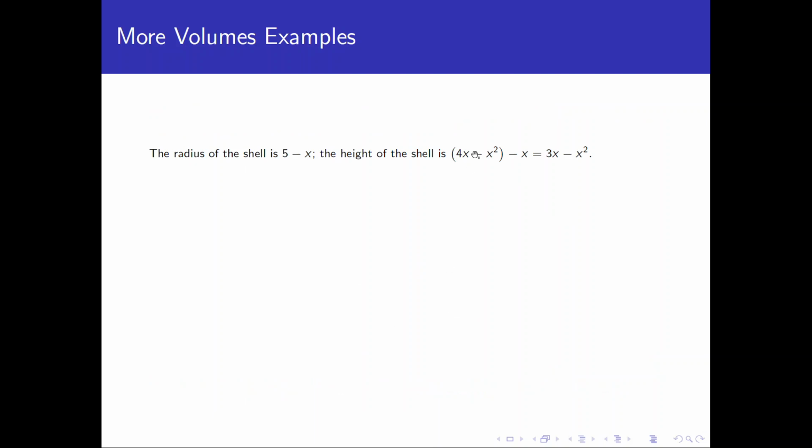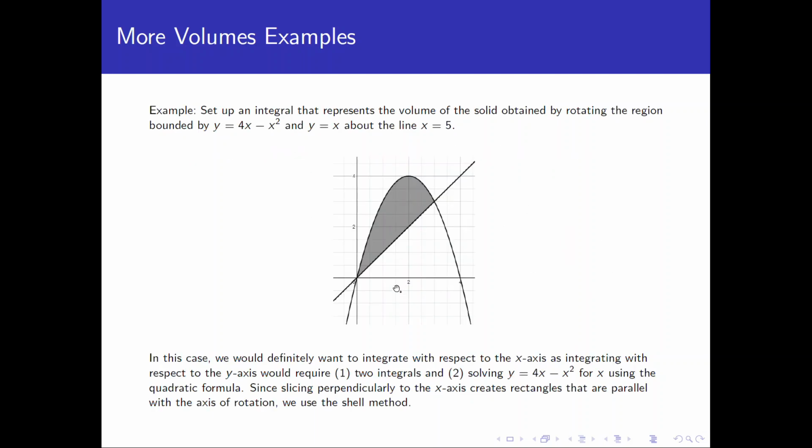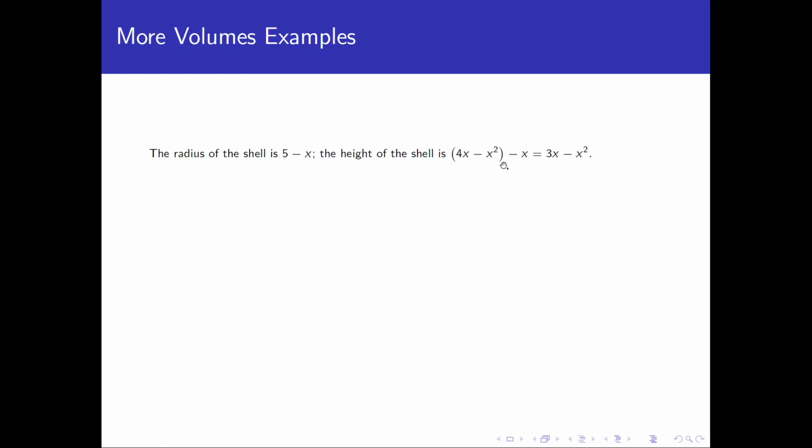All right. So like before, radius is going to be from axis of rotation to the x value. Notice in this case I do 5 minus x as opposed to x minus 5 because the 5 is bigger than anything over here that's in the region for x values. The height of the shell is just the difference of the two functions, just that height of the rectangle that would be in your region.